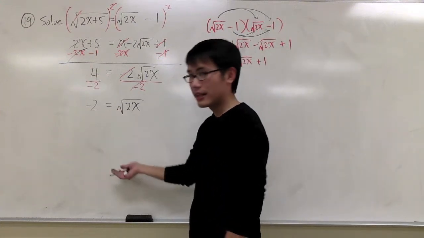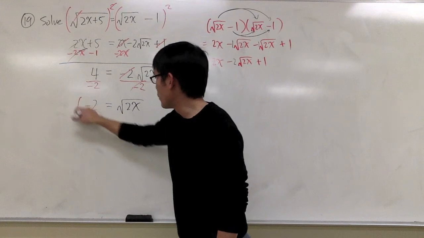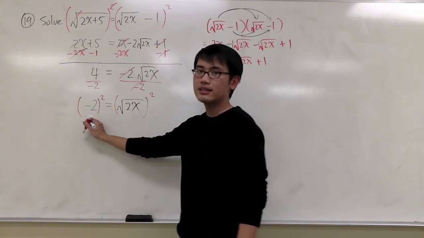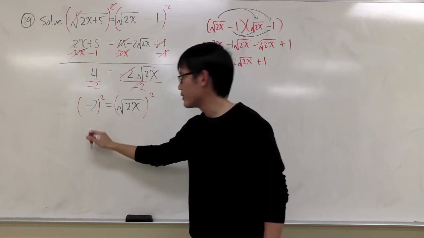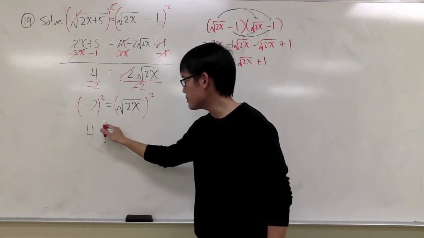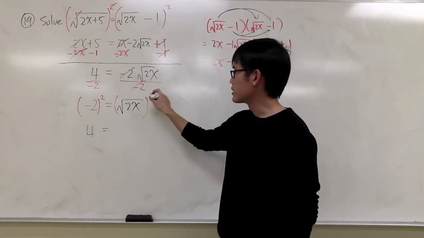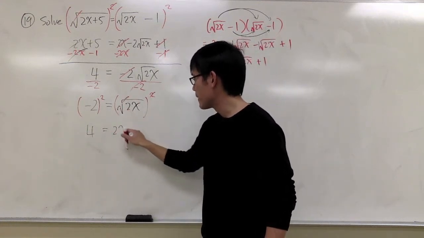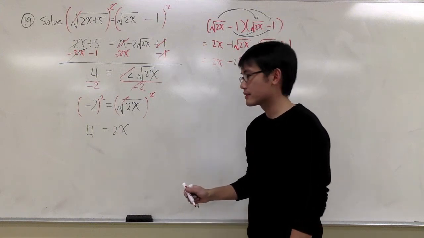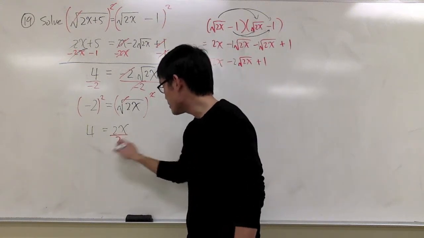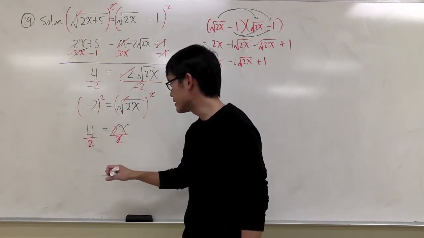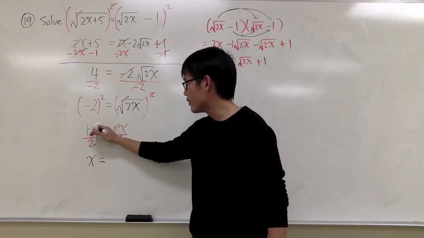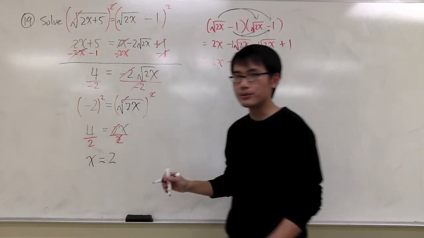So if I just want to continue with my calculation, I will just square both sides real quick. This is negative 2 times negative 2. I will get positive 4. And this right here, the square root, once again they cancel out. I will get positive 2x. And then, as usual, divide both sides by 2, cancel this out, and I will get x equals 4 over 2, which is 2.